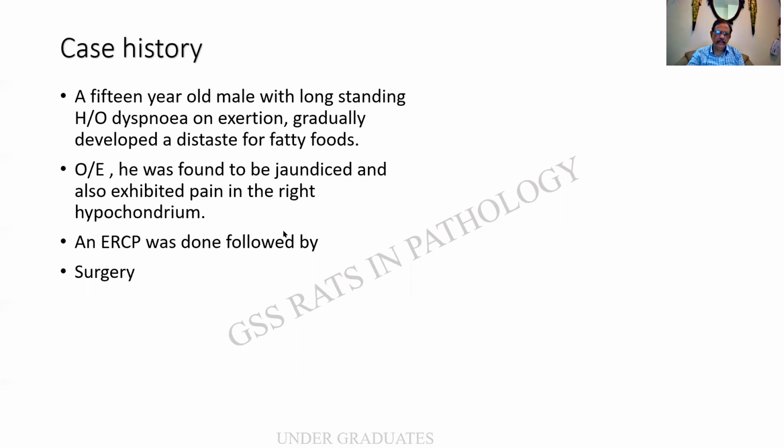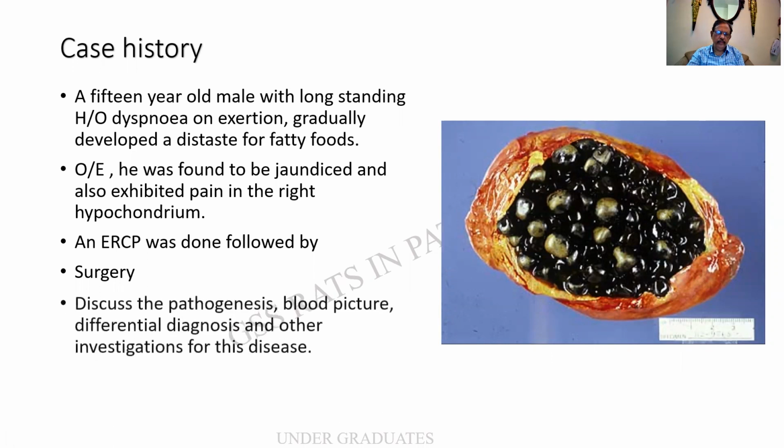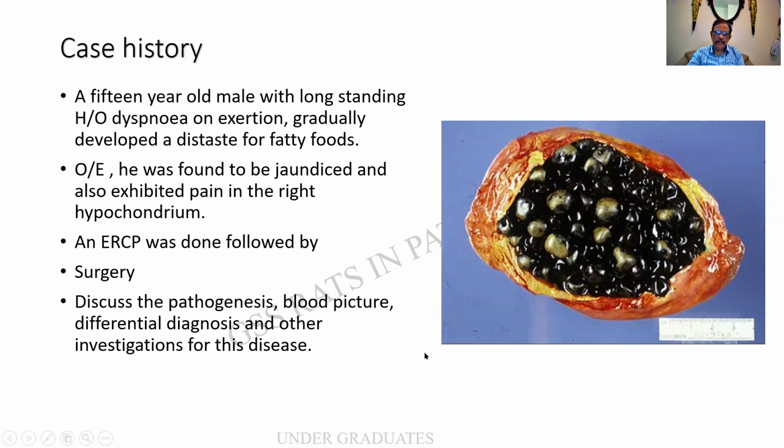An ERCP was done, followed by a surgery. I hope you people will be able to identify the key words in this history. And on surgery, there was a resection of this organ. I find that there are multiple dark faceted structures in a bag-like container. I would like you to discuss the pathogenesis, blood picture, differential diagnosis, and other investigations for this particular disease.